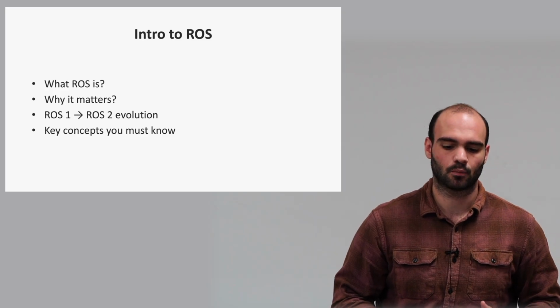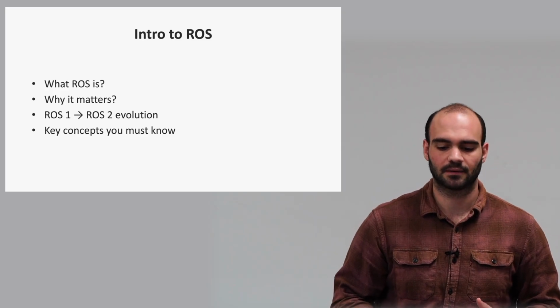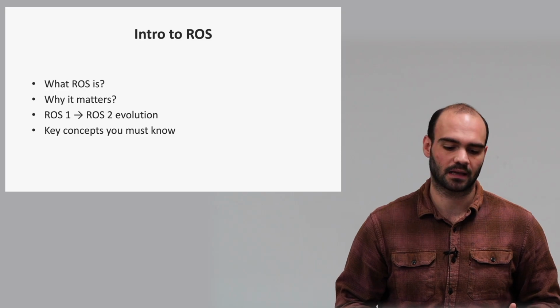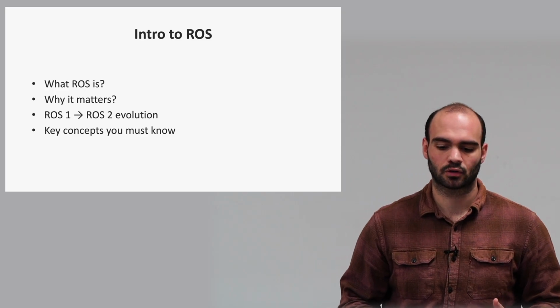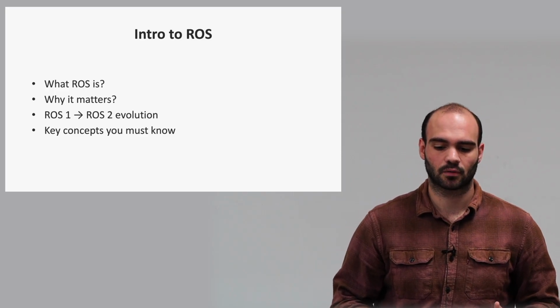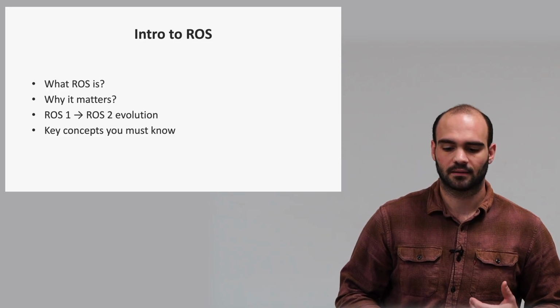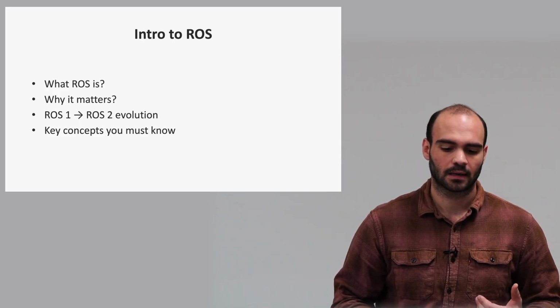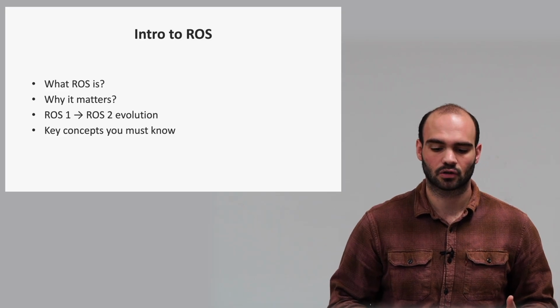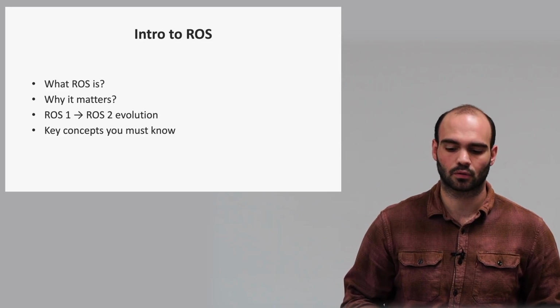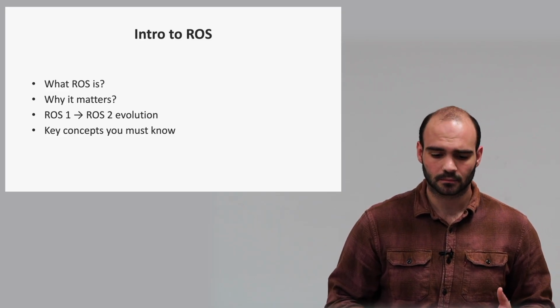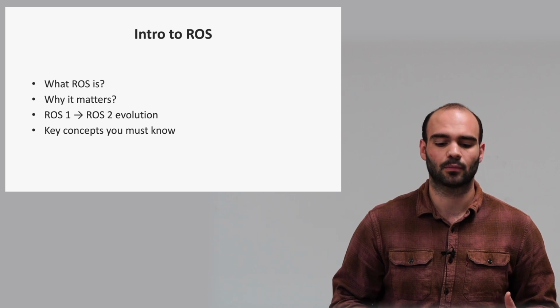ROS actually isn't an operating system. Instead, it's more like a communication layer that helps different parts of a robot talk to each other. It provides tools, libraries, and a structure that make it easier to build complex robots. Whether it's sensors, motors, cameras, or algorithms, ROS gives us a common framework to connect all the pieces together in a clean and modular way.